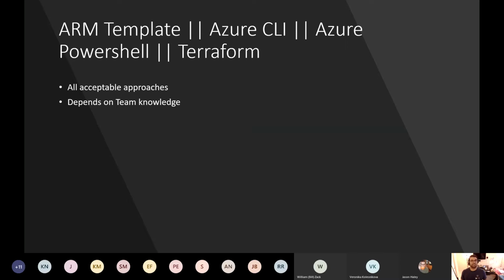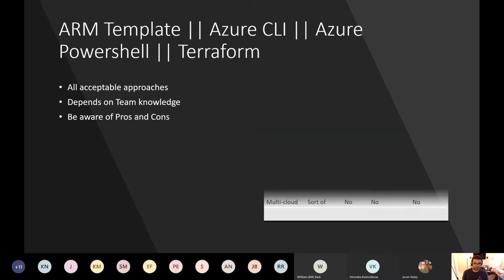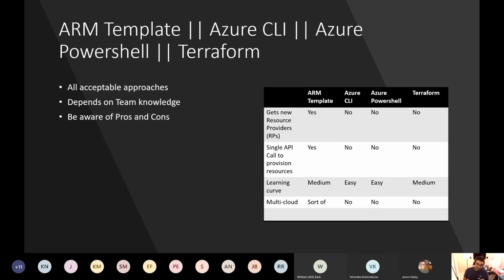So we know that authoring some of the ARM templates is not that simple, but we are working towards simplifying that experience. But something that you have to be aware of are the pros and the cons, right? So if we have ARM templates, CLI, PowerShell, and Terraform, let's see some of these 4 items that I usually account for when I'm making a decision.